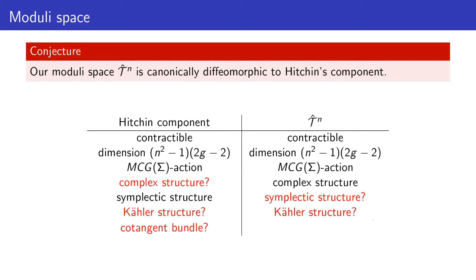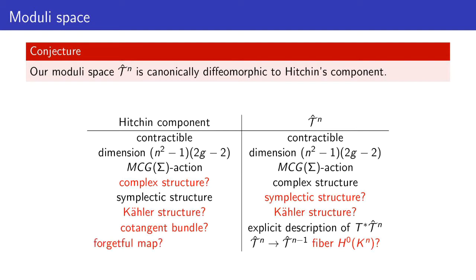In our case, we have an explicit description of the total cotangent bundle. And finally, in our case, we have this forgetful map, where we don't really know about the fiber. For the Hitchin components, this forgetful map would be completely new, apart from the case n equals 3, where there is a description of the Hitchin component as convex projective structures.